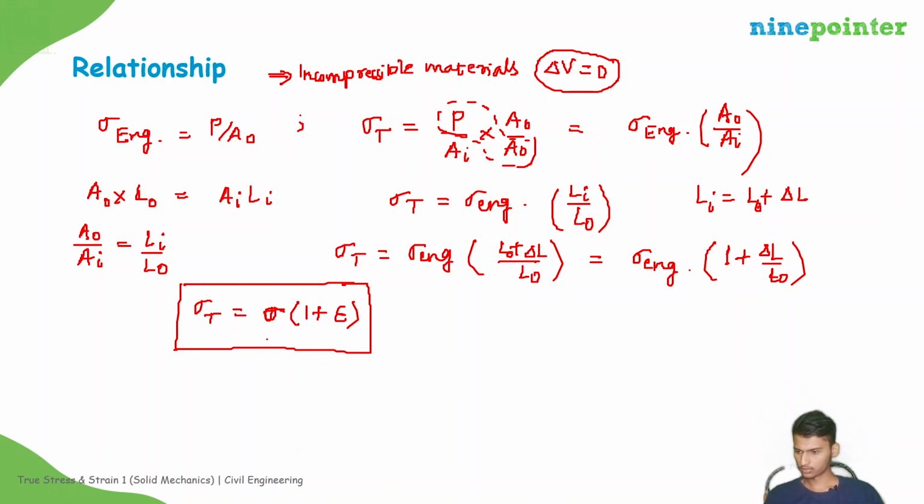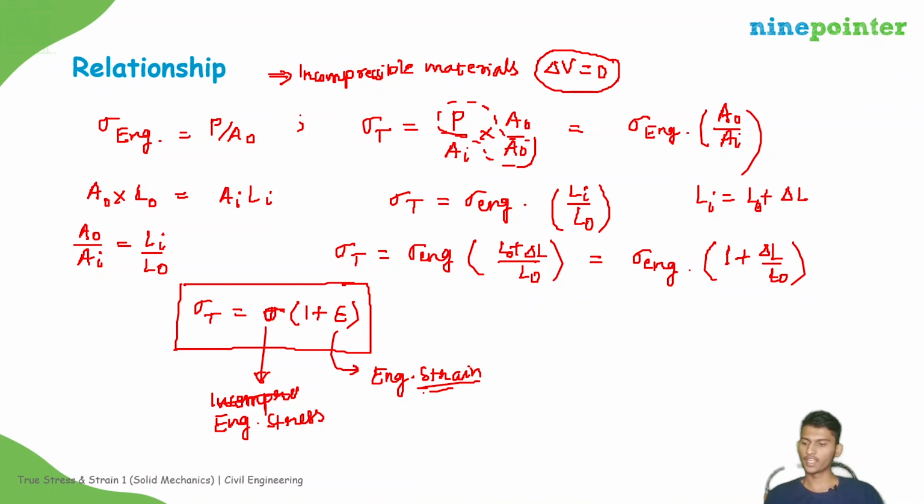Here sigma is engineering stress and epsilon is engineering strain. So if we know engineering stress and engineering strain, we can directly calculate the true stress.